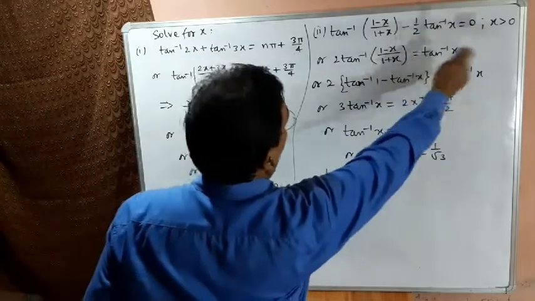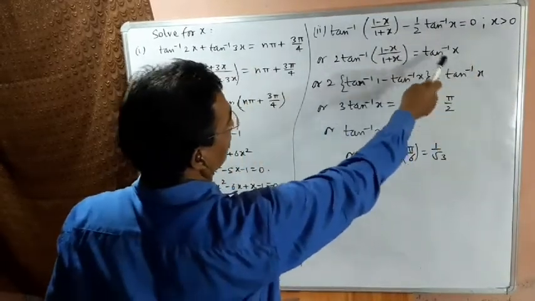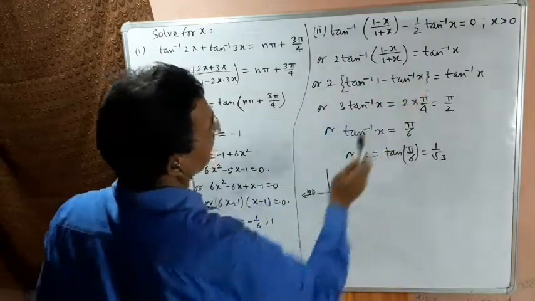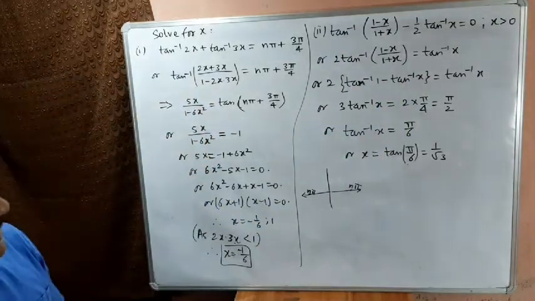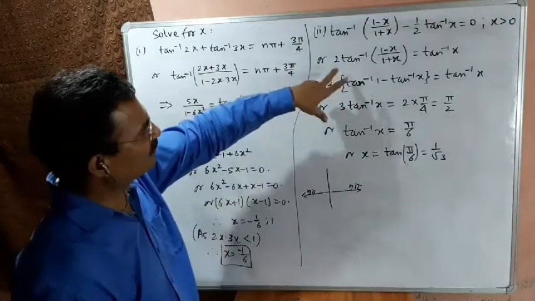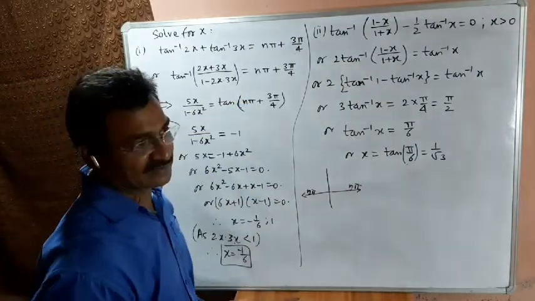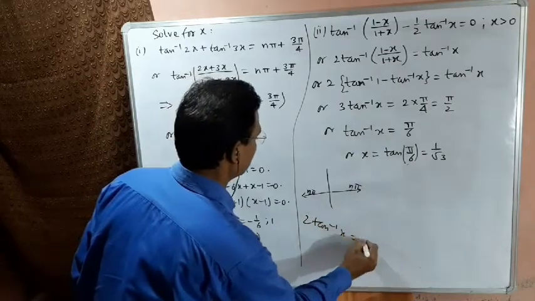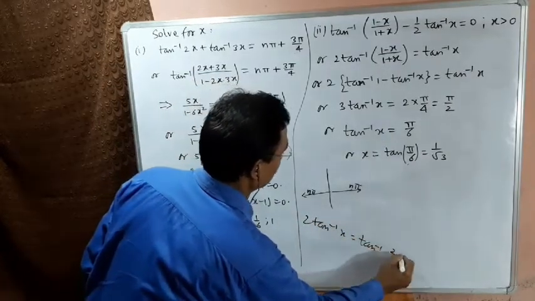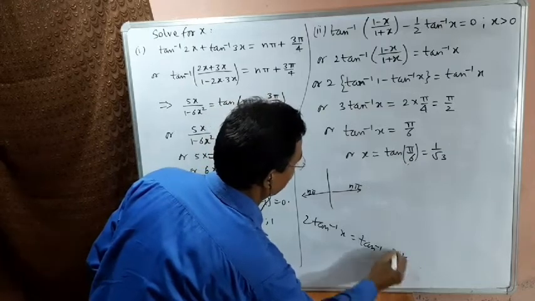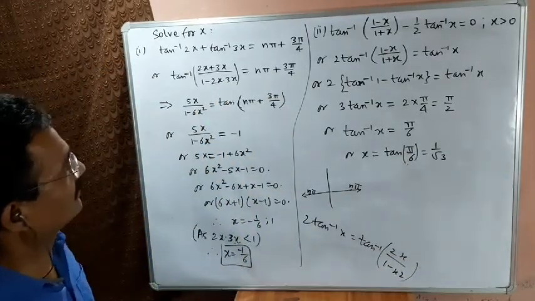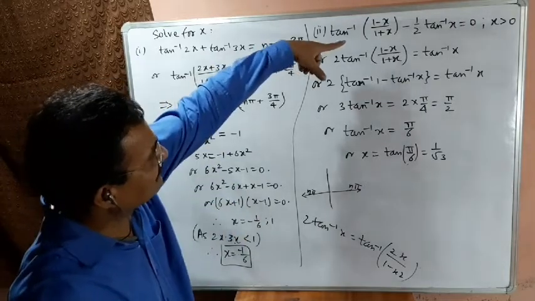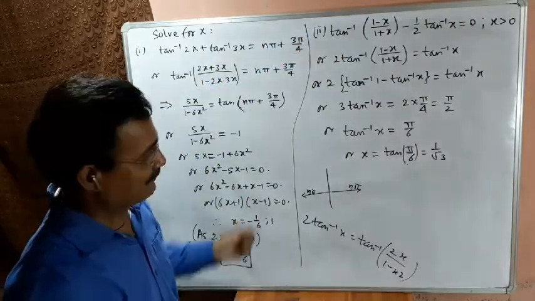I had put this on the right side and multiplied by 2, so 2 tan inverse 1 equals tan inverse x. Now we have two options. We may use the formula of 2 tan inverse x. You know 2 tan inverse x equals tan inverse of 2x by 1 minus x square. Here, in place of x in the question is 1 minus x by 1 plus x.